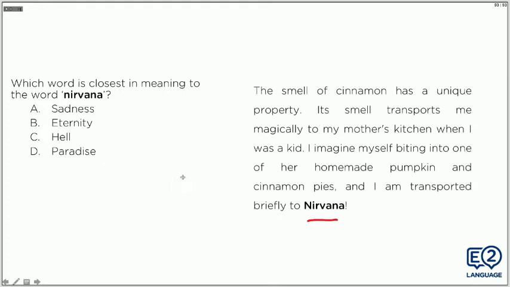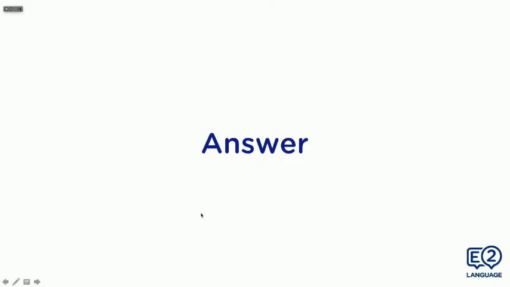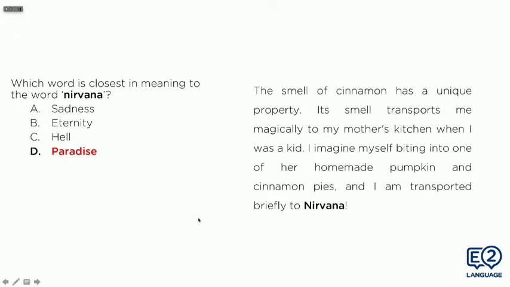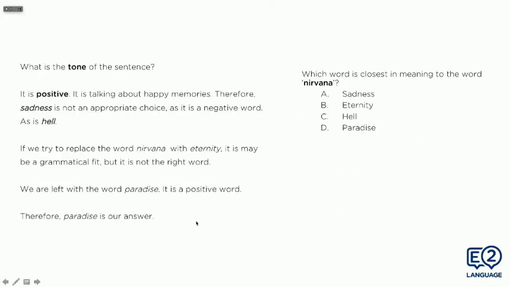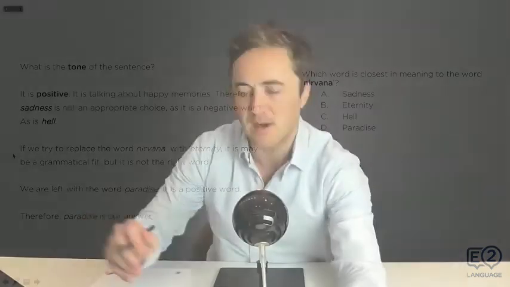Okay, fine. So then we've swapped each one, and we've also thought about the tone of this paragraph as well. And of course, the answer is paradise. That's the best possible choice here. Let's think about the tone. This time it's positive. It's talking about happy memories. So sadness and hell are not options. We could have replaced it with eternity, but it's just not quite the right word.